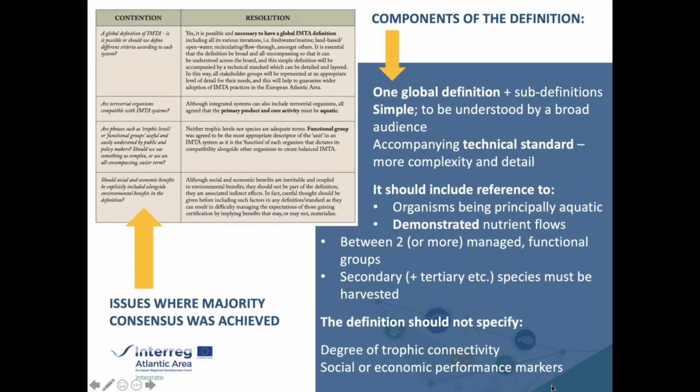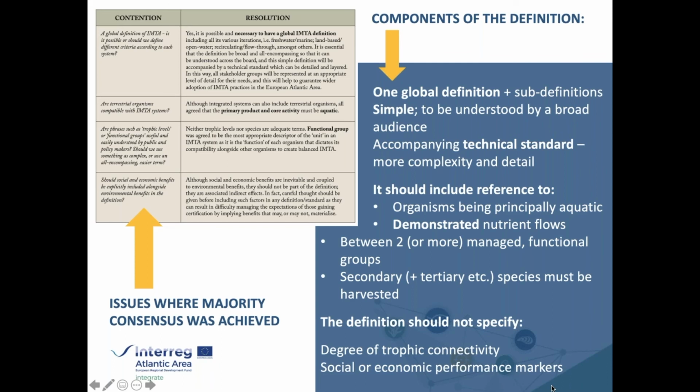So in brief, the definition should be global, meaning applicable to all IMTA systems, and simple, but accompanied by a technical standard so that nuance and diversity of systems can be included. The definition needs to include reference to the principally aquatic nature of IMTA, the need for demonstrated nutrient flows between 2 or more managed functional groups, and that all species must be harvested. However, it should not specify either the degree of trophic connectivity or social or economic performance markers.